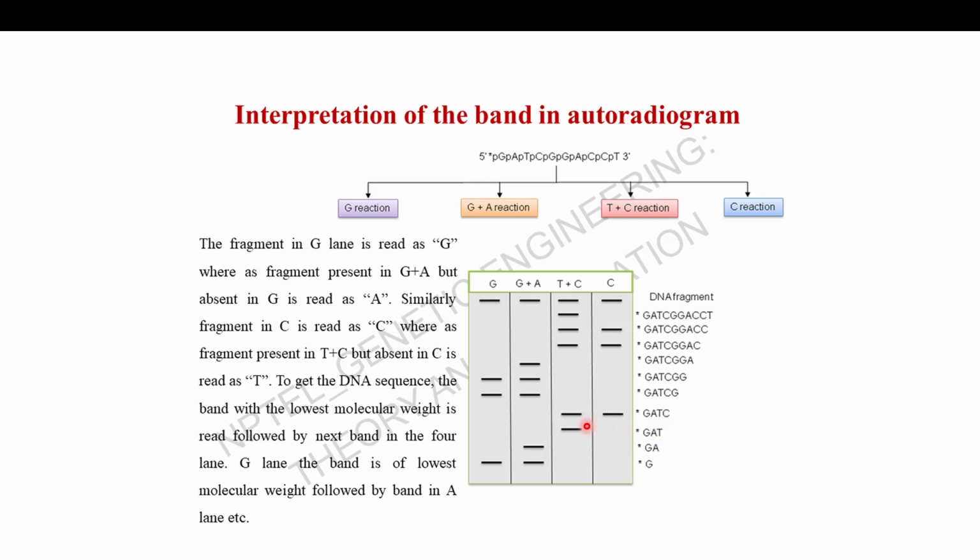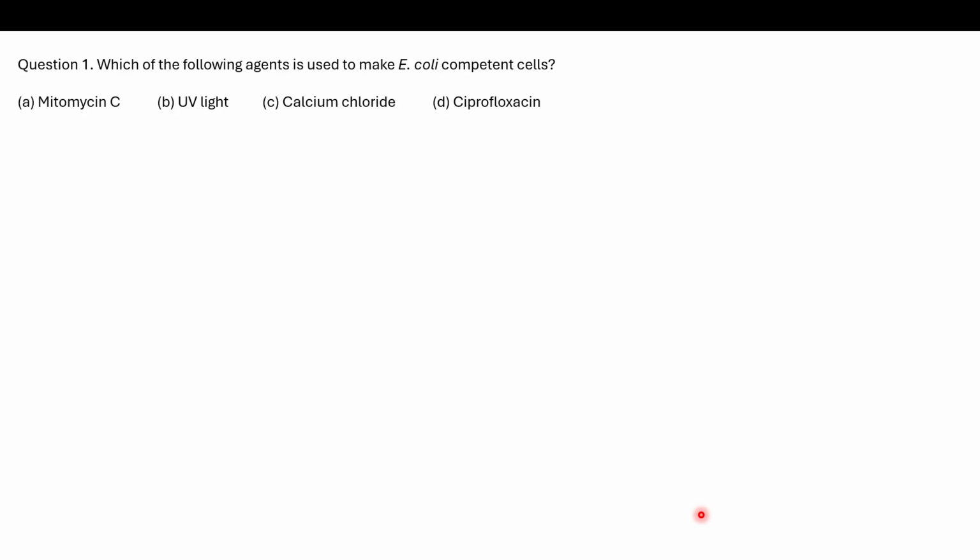Now the next molecular weight is this one. This fourth band is this one. Now both the lanes, like both the reaction tubes, T plus C as well as only C, are having this particular band. So this is a C residue, right? So this is how eventually we build up the complete nucleotide sequence. Okay. So let's look at a few questions quickly.